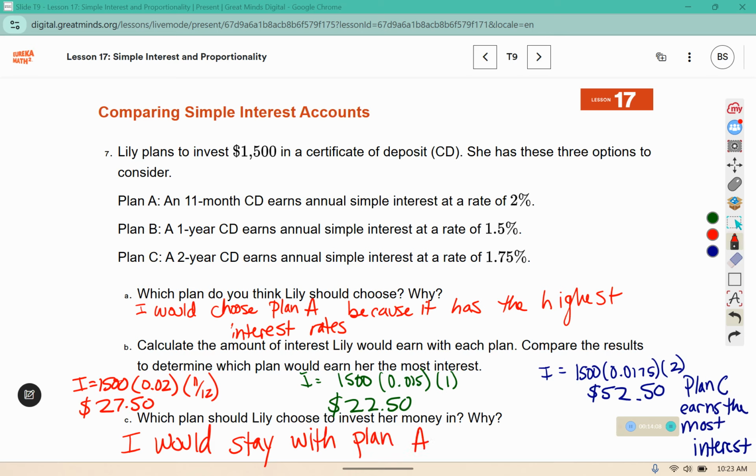And if I did stick with plan A, let's see if I replace this with 2 years. 1,500 times 0.02 times 2 would give me $60. So if I left it in this account for 2 years versus in plan C for 2 years, I would still earn more money with plan A.